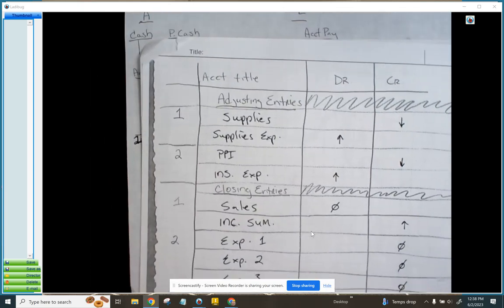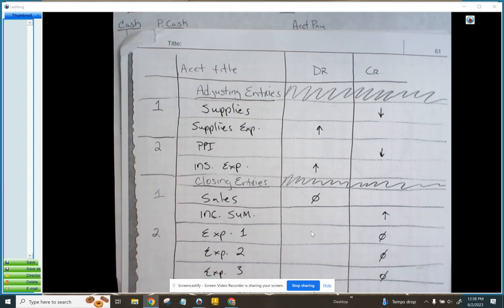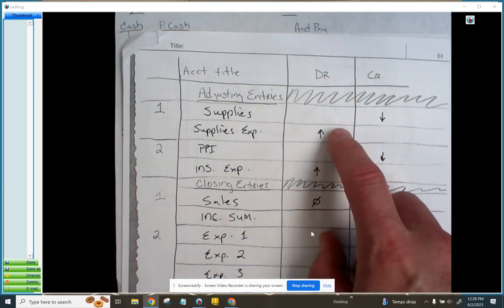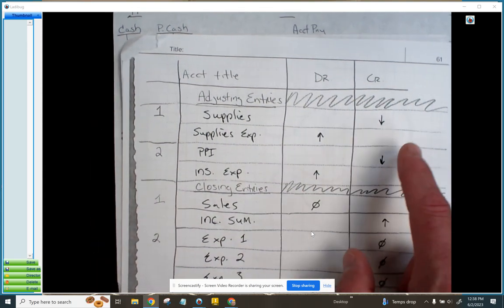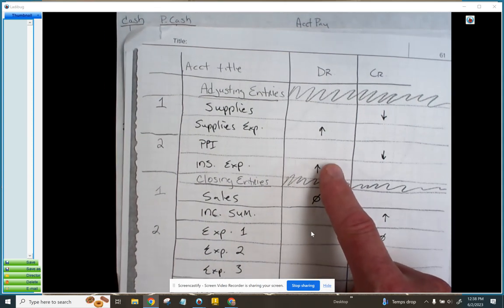This is what the debits and credits would look like for those two transactions for adjusting entries. Supplies going down, supplies expense going up, insurance going down, insurance expense going up.